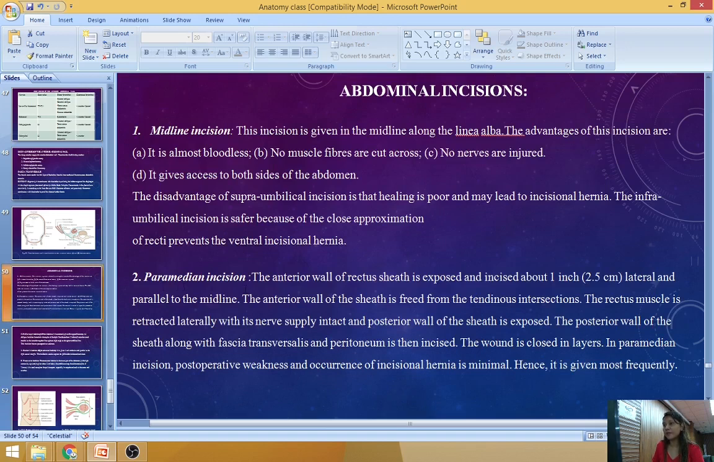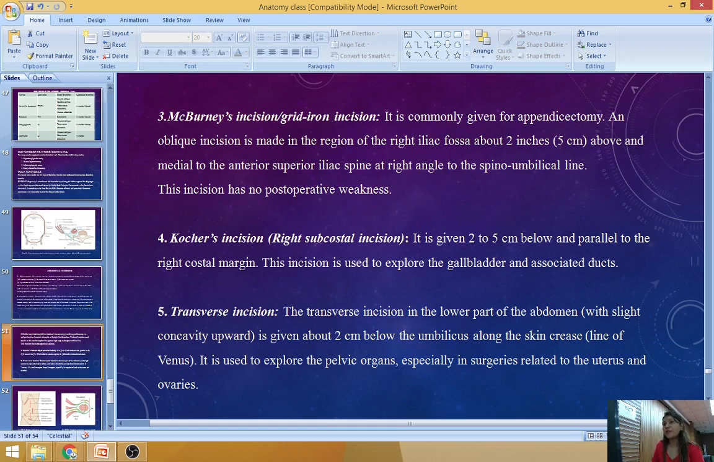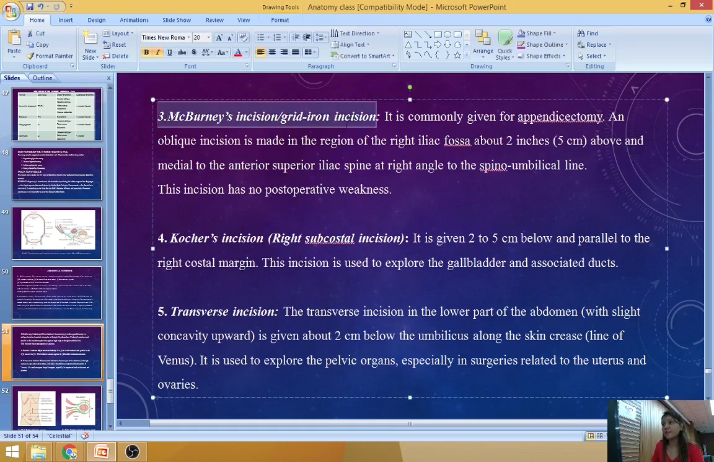Then we have the pyramidal incision. Just parallel to the midline is the pyramidal incision. In surgery it is important. Then we have McBurney's incision. McBurney's point is very important. This incision is given for appendicectomy. When you want to do appendix surgery, then we give the McBurney's incision.